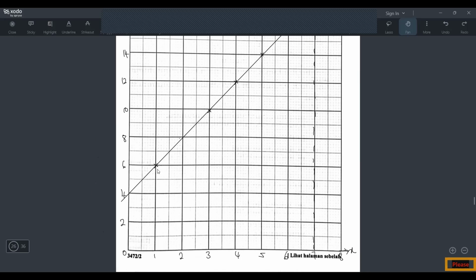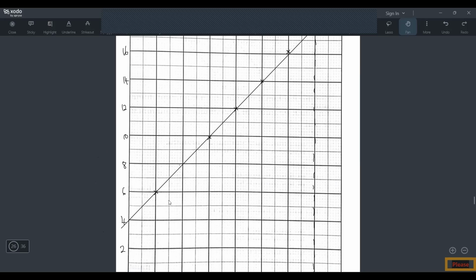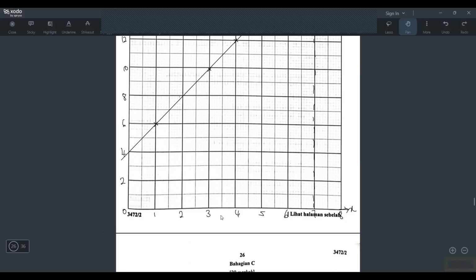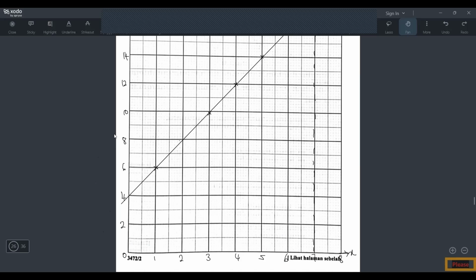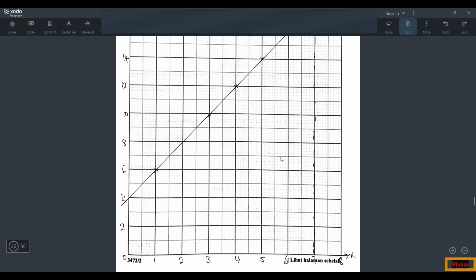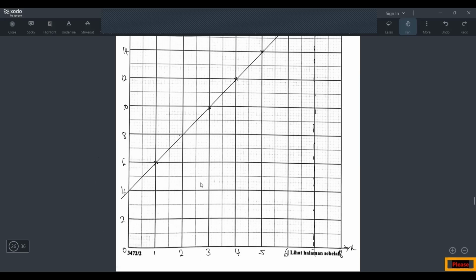Or maybe some student wants to take 1 until 6. Can also. Because if you take 1 until 6, the difference is also 5. Or you want to take 3 until 8, also can. All right, up to you. Because 3 until 8, the difference is also 5. Okay, I'm going to take 0 until 5.